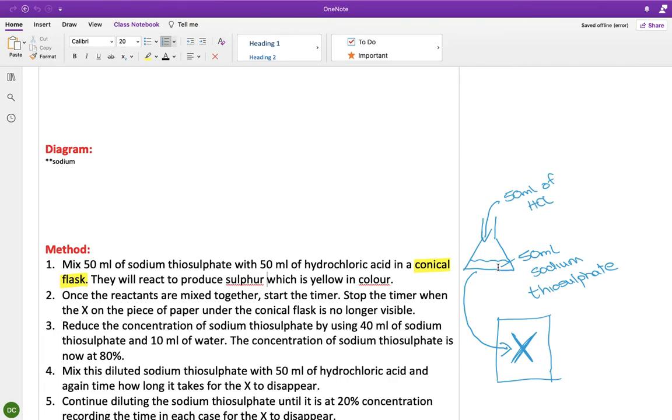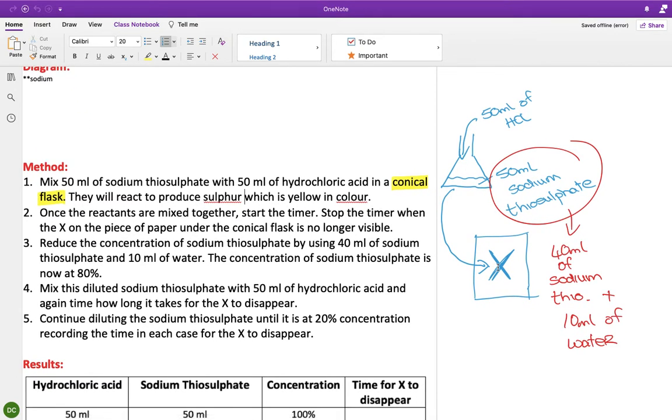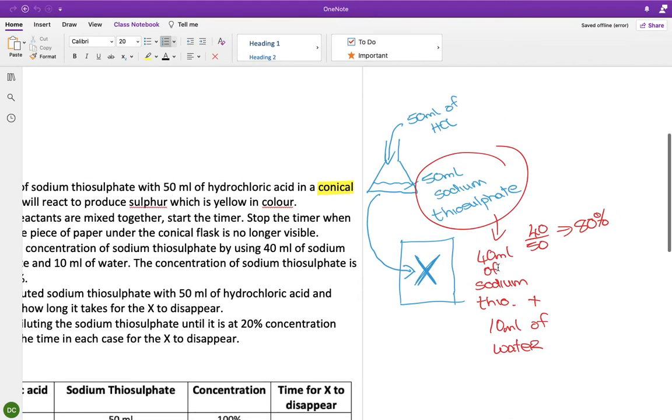So in this first go, we put 50 ml of sodium thiosulfate into the conical flask. When you do it the second time, you're going to put 40 ml of the sodium thiosulfate and 10 ml of water. Okay, so what you're doing is you're diluting it. So it's still 50 ml that's going in, but only 40 ml of it is actually sodium thiosulfate. And that means we have an 80% concentration.